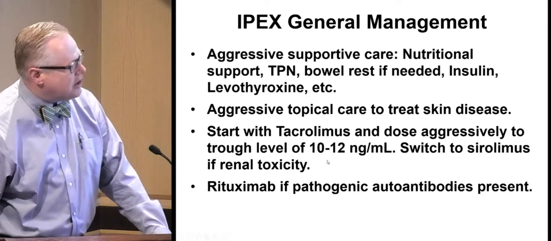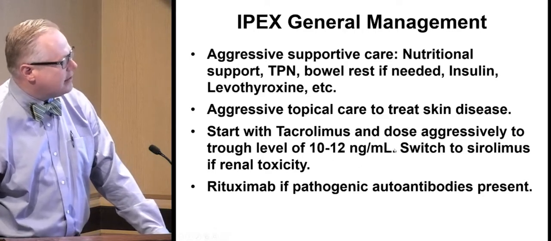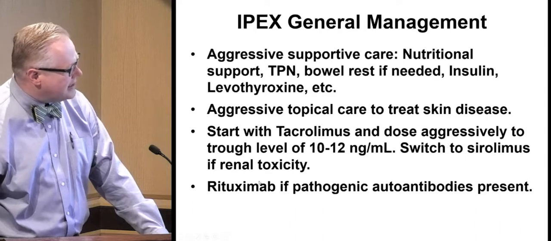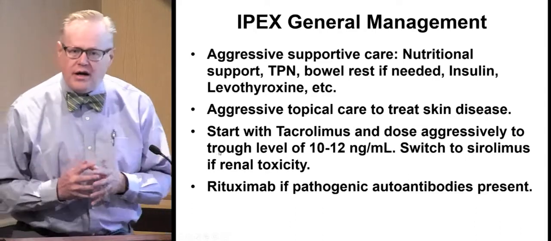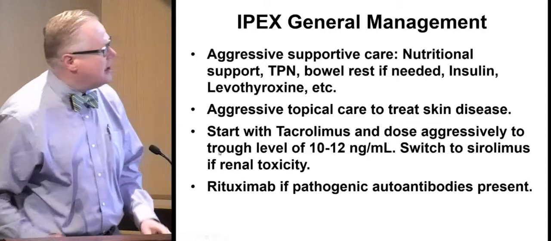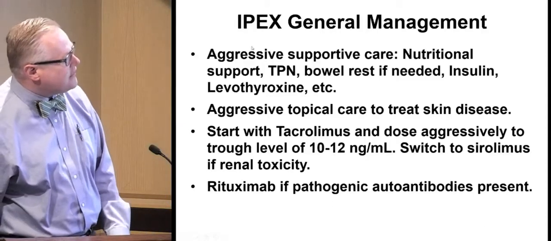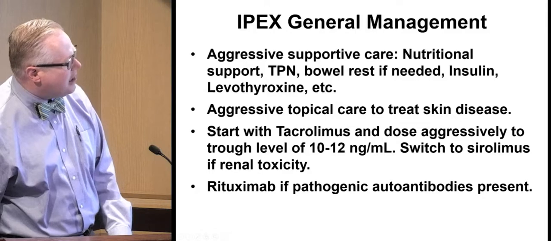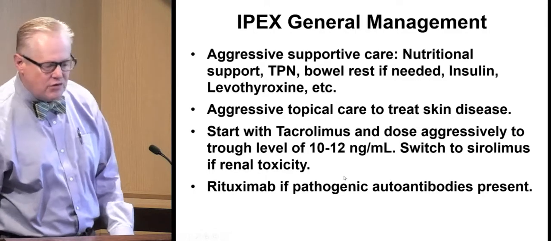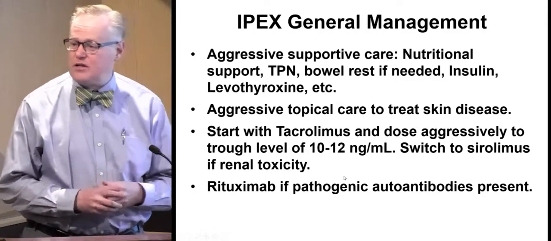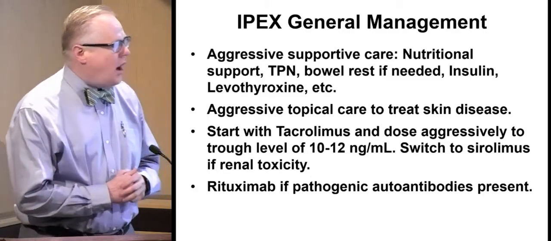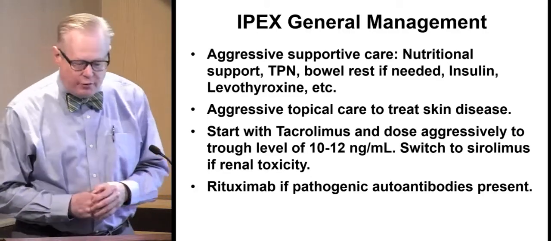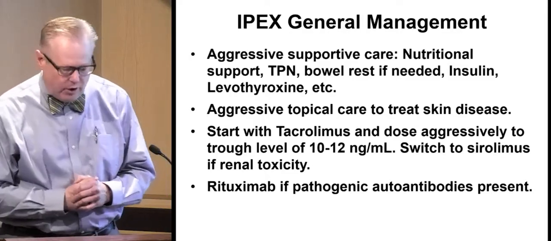very aggressive in dosing. We use tacrolimus, cyclosporin, and sirolimus. And so that's really the core of the initial therapy for these patients. In addition, of course, to aggressive supportive care, aggressive care of skin disease, and in patients who've got high titer autoantibodies, which many of them do, we use rituximab. And we do all of this in preparation for being able to take them to bone marrow transplant.